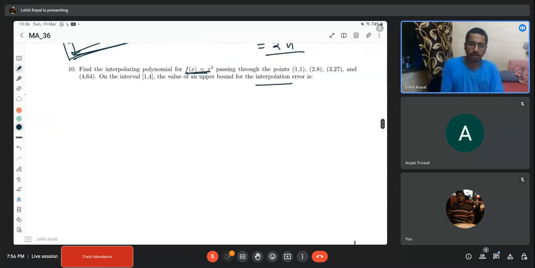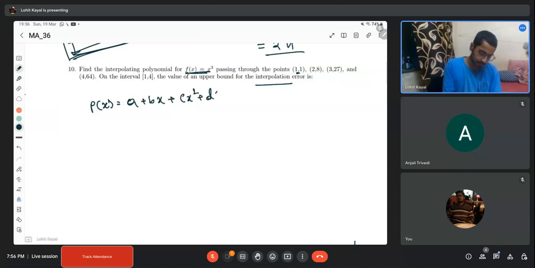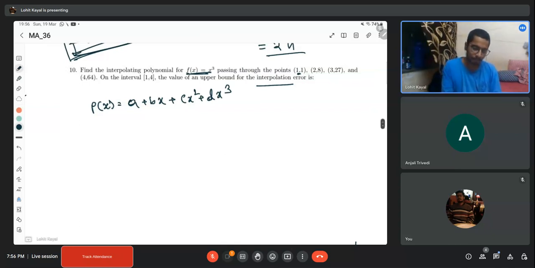So I am making some mistake in calculating the table, generating the difference table. So one thing we can do very easily: p(x), so there are four data points. We will have a plus bx plus cx square plus dx cube. We can always assume this kind of function. Okay, and I have total four data points, and there are four unknowns a, b, c, and d.